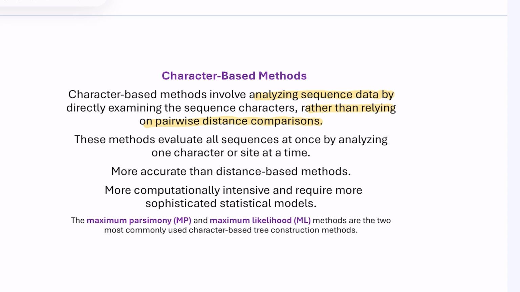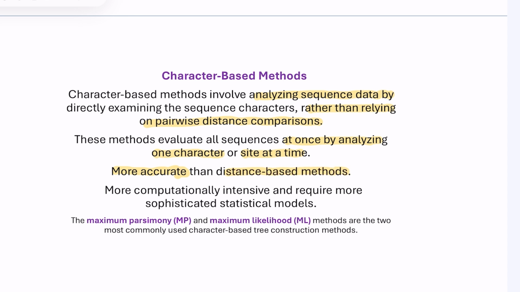So these methods evaluate all sequences at once by analyzing one character site at a time. It will not make a distance based matrix. It will analyze the sequences one by one, and it will construct a phylogenetic tree on the basis of all the sequences analyzed. So what is the advantage, and you can say the disadvantage, of this? This character based method is more accurate than the distance based method.